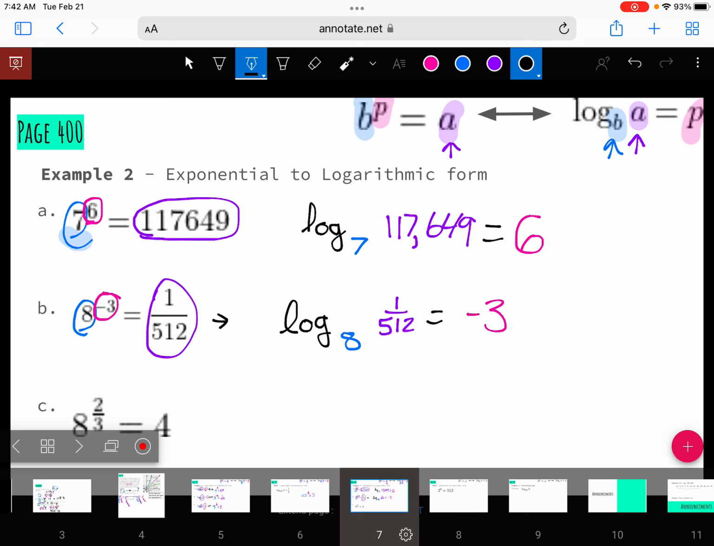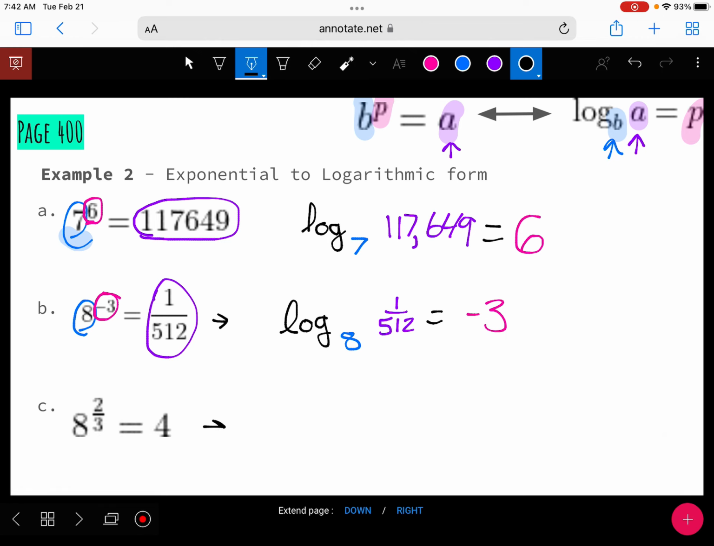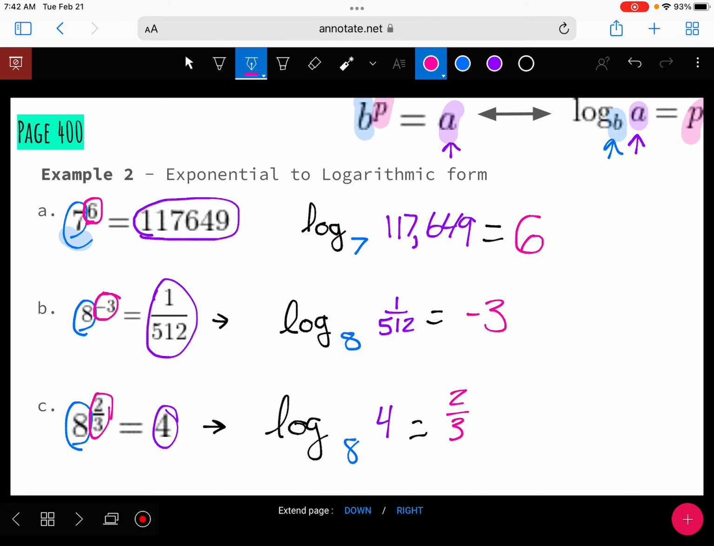Okay, let's do this next one. Same process. Log of what? What's my base again? 8. So this one again has a base 8. Log base 8 of what? 4. That's my argument. Equals what? 2/3. Yep, 2 over 3. That's my power. Okay, we're switching them back and forth.